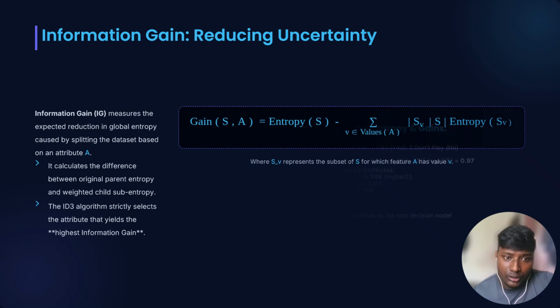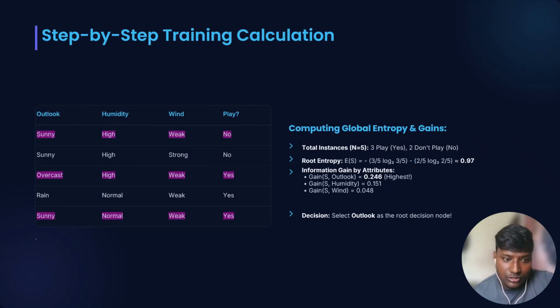Now comes the step by step calculation. Let's do an actual calculation together: play or don't play cricket. There are 5 days, a total of 5 instances. Three times play cricket, 2 times don't play cricket. Then you can calculate the root entropy using the entropy equation. It gives you 0.97, and then the information gain for the attributes outlook, humidity, and wind.